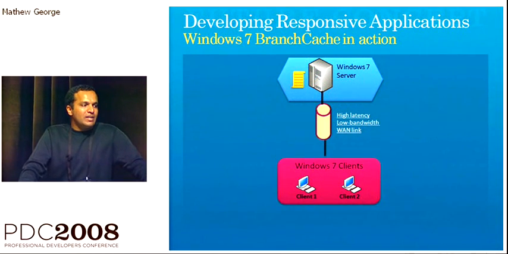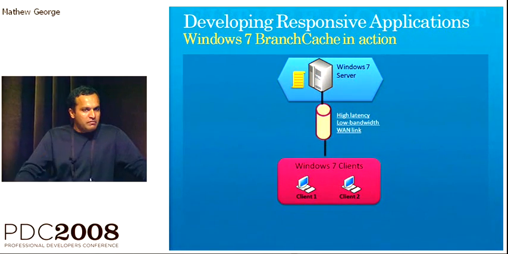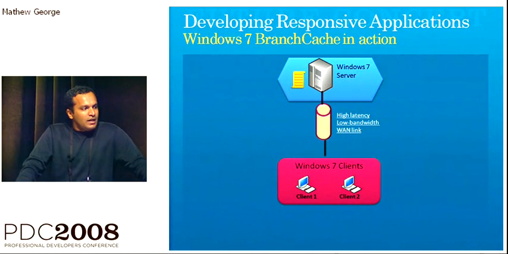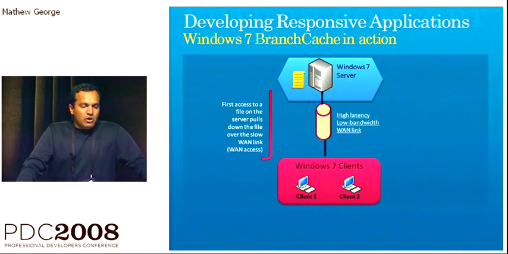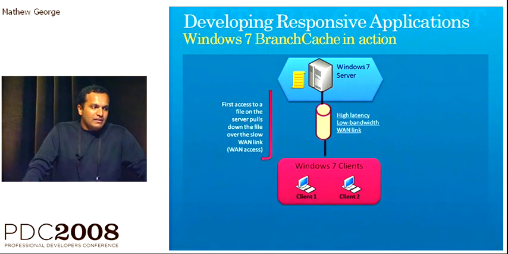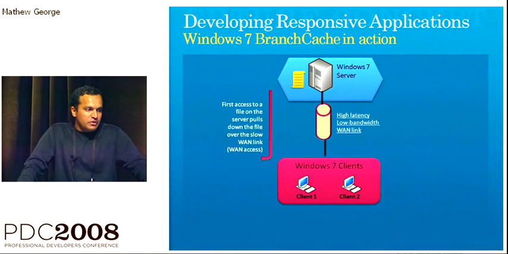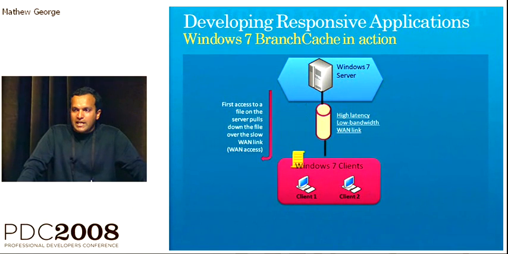This is a quick illustration of the branch cache in action. You need, of course, Windows 7 server, that's also called Windows 2008 R2, and Windows 7 clients. Let's say you have 2 clients in your branch office and servers in your data center, and you have a file located on the server. Now, let's say client 1 accesses the file. You pull down the file from the server using SMB. And this client actually publishes this file in its peer cache.